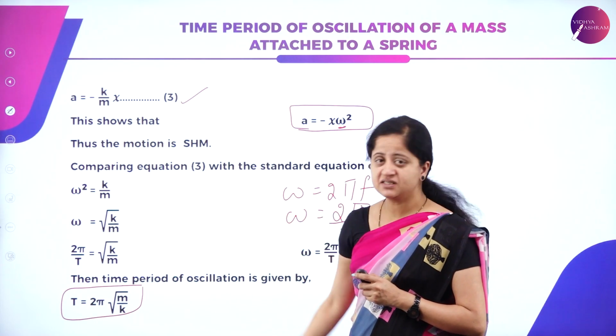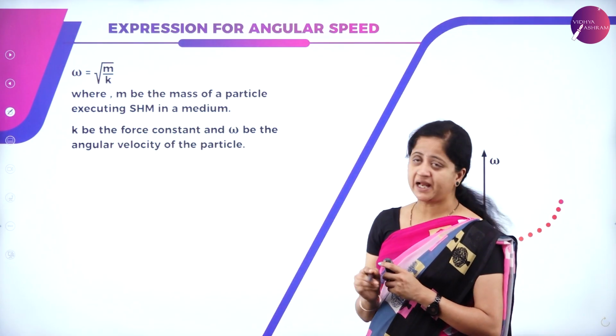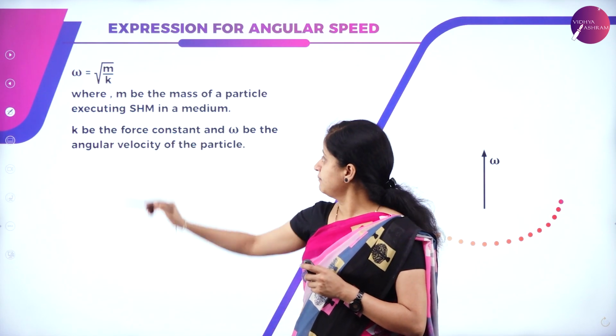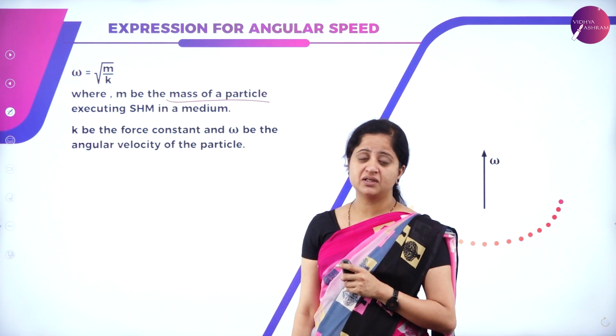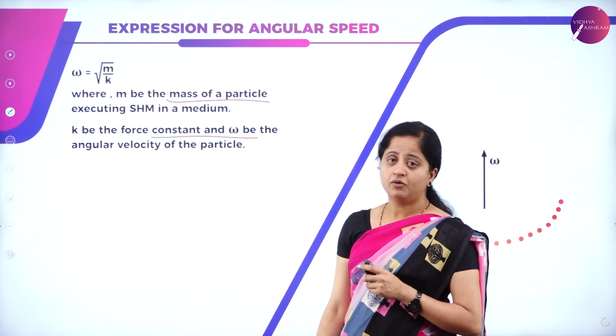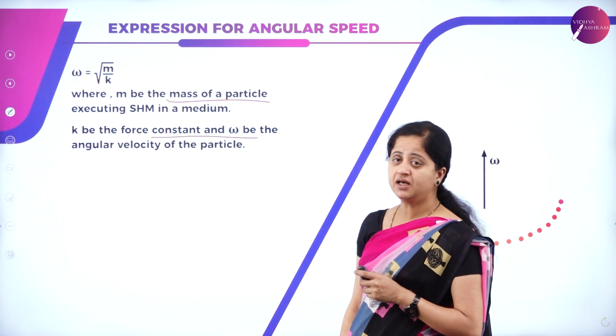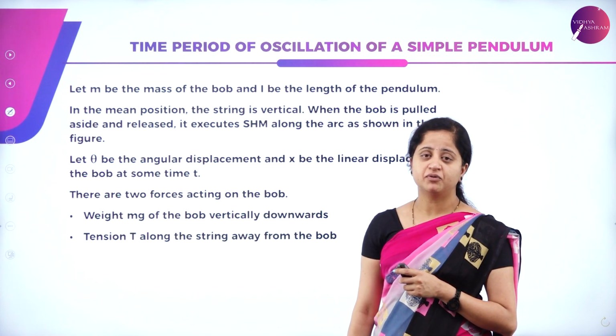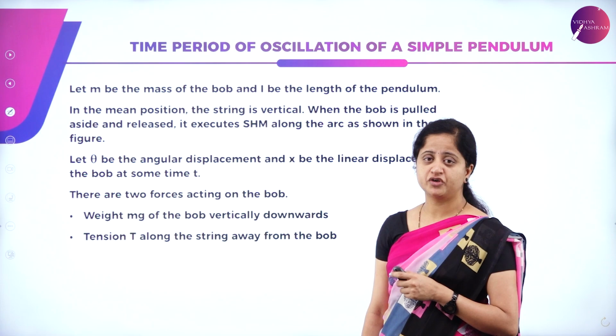So now from this we can also write an expression for angular speed, that is omega is equal to root of K by m. But what is m? m is the mass of a particle executing simple harmonic motion in a medium, K is the force constant, and omega is the angular velocity of the particle. So that is one of the important derivations, and it is a very important question from the exam point of view.